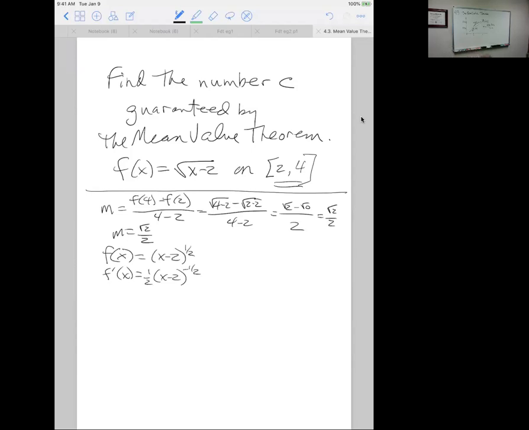That is it. So let's rewrite this without the negative exponent and with a radical instead. I get 1 over 2 times the square root of x minus 2 on the bottom. Okay? So there is our derivative. Now we set that derivative equal to the slope we calculated up above, and we'll solve for the x that gives us that value. So a little algebra skill is going to be needed here. 1 over 2 square root of x minus 2 equals the square root of 2 over 2.